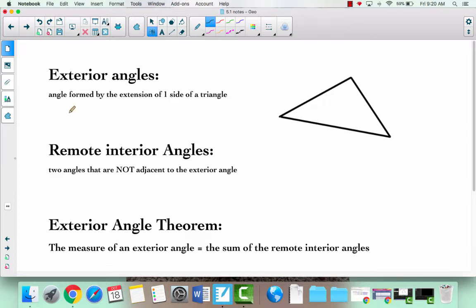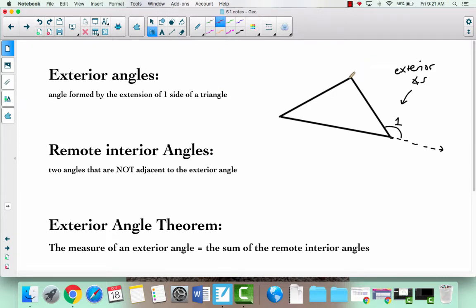An exterior angle of a triangle is formed from the extension of one side of a triangle. So all I have here is a triangle, and I'm going to extend a side, and I'll show this with a dotted line. So I'm going to extend the bottom side to the right, and the angle that is formed by that, maybe we call it angle 1, that would be my exterior angle. So exterior angles are always on the outside of the triangle, and I could draw multiple exterior angles.